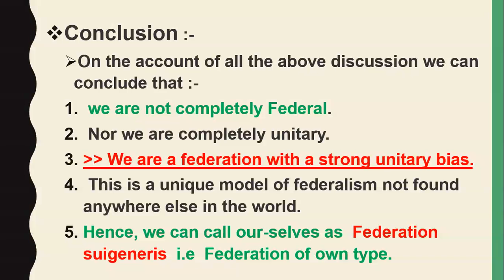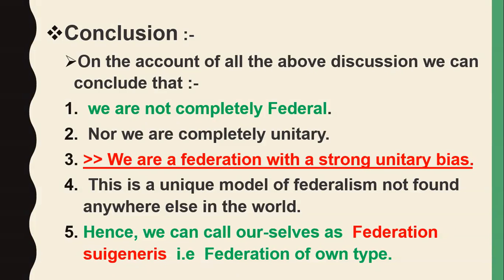It means that actually we are a federation, but we are more unitary and less federal. So we can conclude that basically we are a federal country. Why? Because we have two levels of government. There is a distribution of power between central government and state government, but we are more unitary. We are not completely federal, and we are not completely unitary. We are a federation with a strong unitary bias.